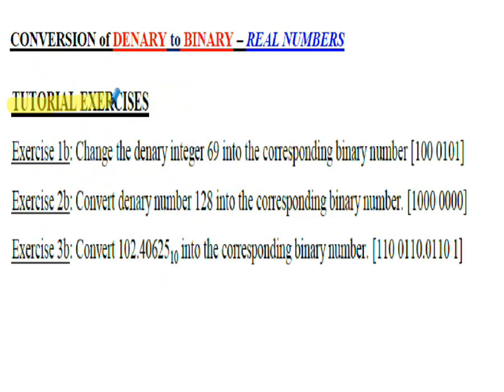Here are some tutorial exercises related to denary to binary conversions. Exercise 1b, we're asked to change the denary integer 69 into a binary number. Exercise 2b, we're asked to convert the denary integer of 128 into a binary number. And exercise 3b, we're asked to convert the real number of 102.40625 in base 10 into a binary number. The answers are shown in the square brackets on the right hand side, but I encourage you to stop the presentation here and attempt these exercises. The solutions are shown on the following slides.